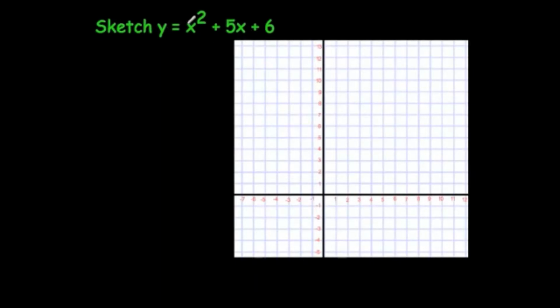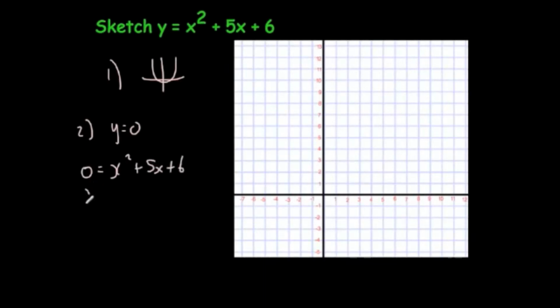Firstly, it's an x squared graph. Because it's an x squared graph, you know it's going to be a U-shaped parabola like so. Next, you're going to find where it crosses the x-axis. To find where it crosses the x-axis, you let y equal 0. So that gives you 0 equals x squared plus 5x plus 6. When you factorize that, you get 0 equals (x plus 3)(x plus 2), and that means the solutions are x equals minus 3 or x equals minus 2.